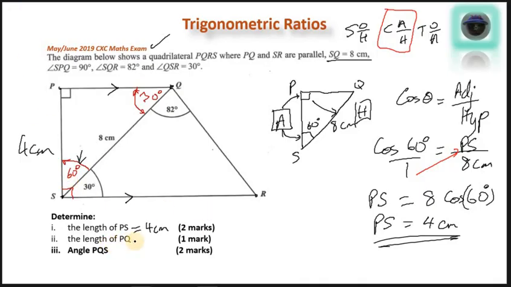Now let's look at the next side, the next length, which is PQ. To find PQ, we have the length of this side here, 4 centimeters. We have the length of this side here. So for this right angle triangle, we have two sides: PS and QS, 8 centimeters. Now we want to find the length of this side here. We have two sides, want to find the third.